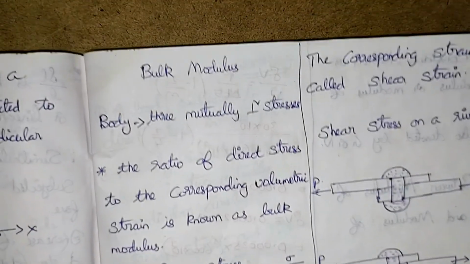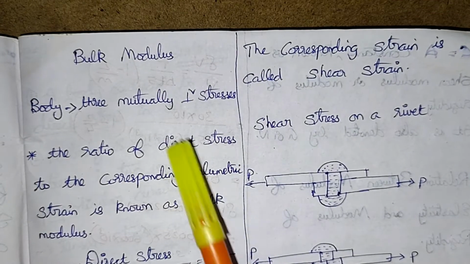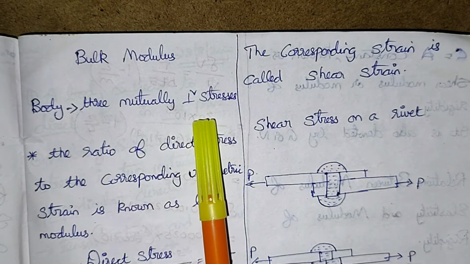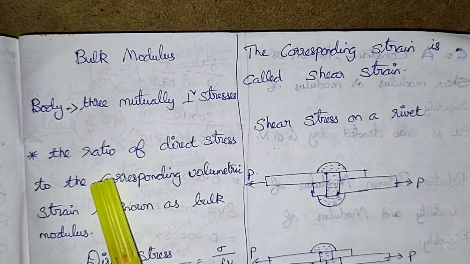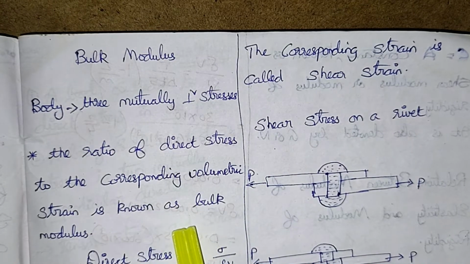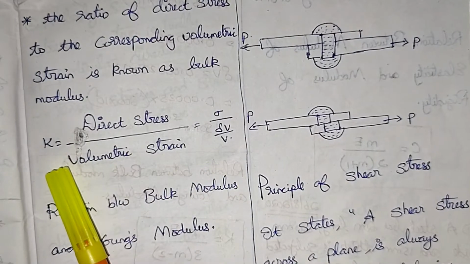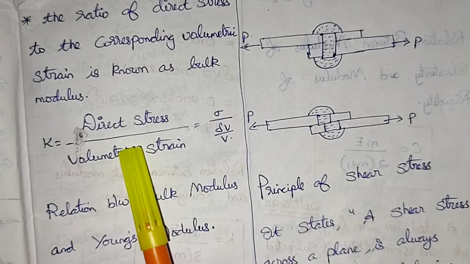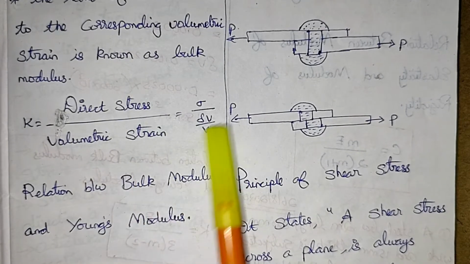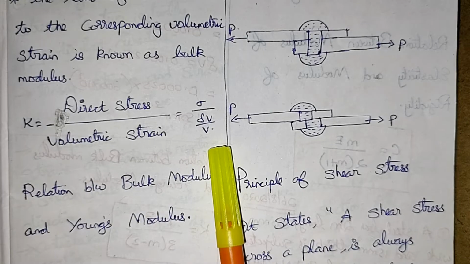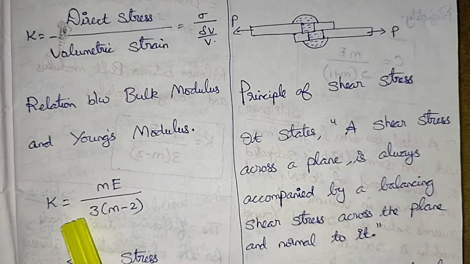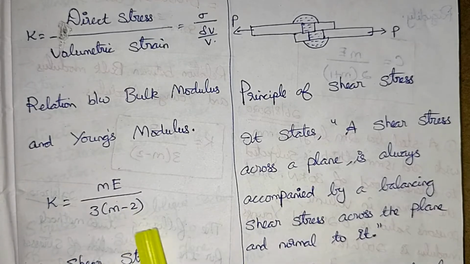Now we will see the bulk modulus. For a body subjected to three mutually perpendicular stresses, the ratio of direct stress to the corresponding volumetric strain is known as bulk modulus. So K is the symbol for bulk modulus, K is equal to direct stress by volumetric strain is equal to sigma by delta V by V. Now we'll see the relationship between bulk modulus and Young's modulus. K is equal to ME by 3 into M minus 2.